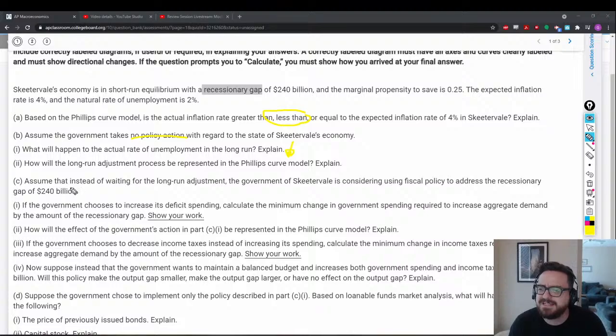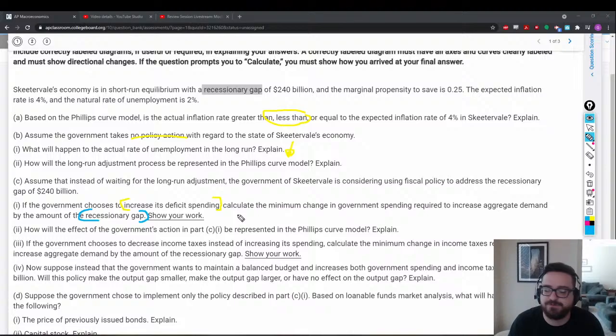C. Assume that instead of waiting for the long-run adjustment, the government of Skeetersville, which is a terrible name, is considering using fiscal policy to address a recessionary gap. Good for their government. If the government chooses to increase deficit spending, I know they're going to bring up the little funds market graph at some point here, calculate the minimum change in government spending required to increase aggregate demand by the amount of the recessionary gap. Okay. They want me to increase AD by this value.